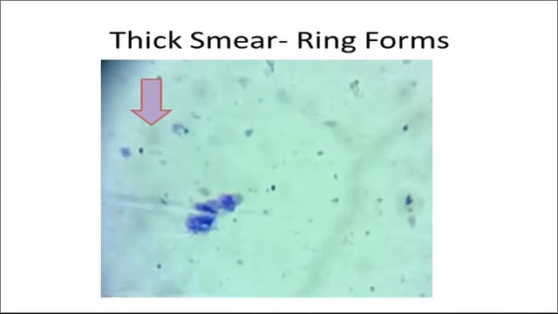Actually, what is a ring form? Ring forms are actually early trophozoites. The earliest stage of trophozoite is the ring form. That is when the merozoite infects the RBC. The first stage is the ring form, that is the early trophozoite. Then they go on to the amoeboid trophozoite, which later matures.